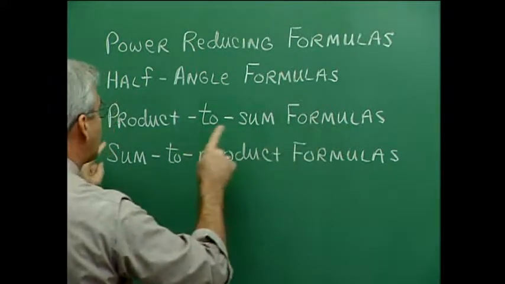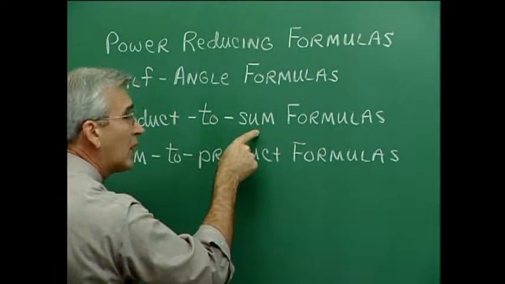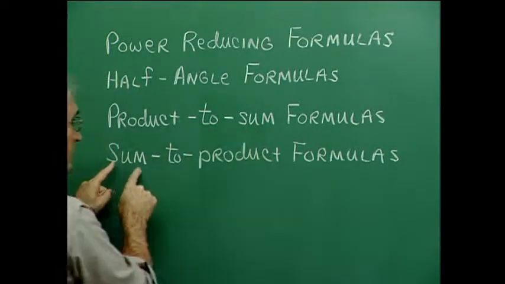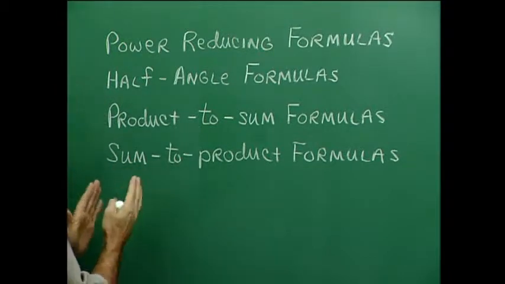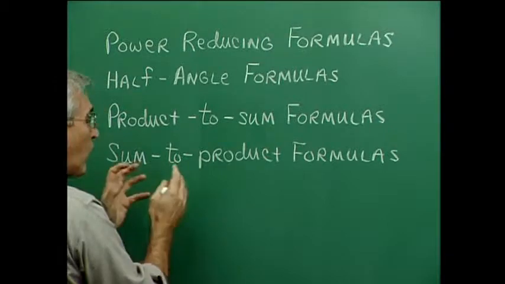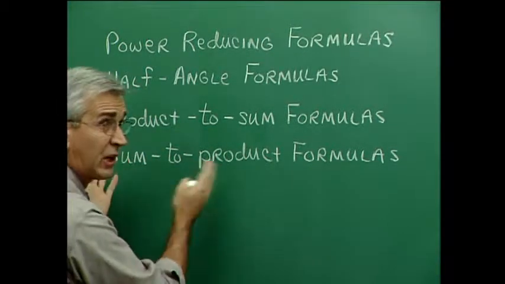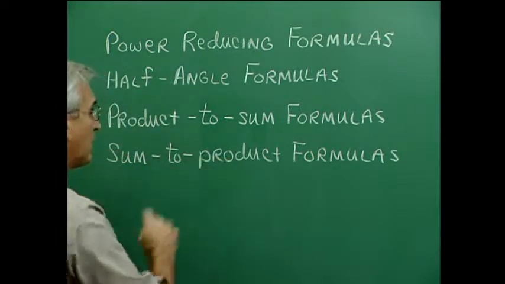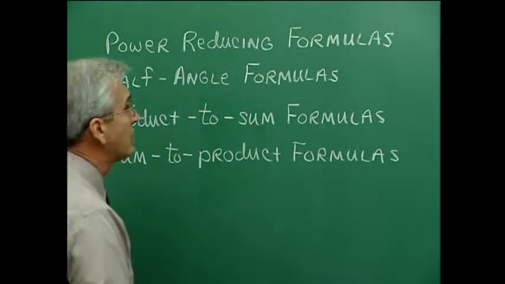Product-to-sum. It's as though we're looking at a product and we want to express this as a sum. Here, sum-to-product. We have the sum of two items, that is the sine of one angle plus the sine of another angle, and we want the product of a couple of items. And there's a particular purpose for going through and using formulas such as these. Well, let's take a few examples.